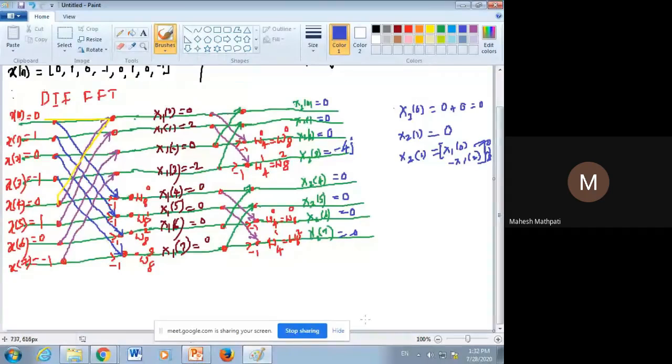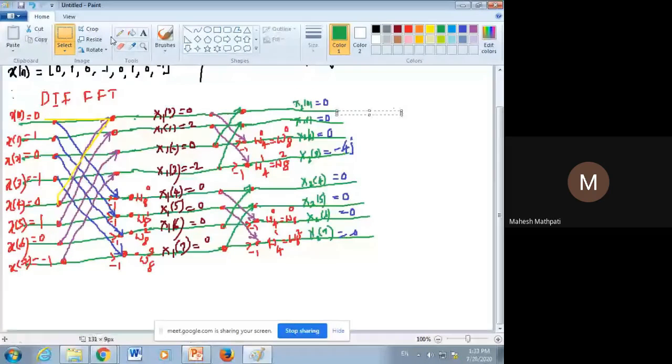So hope you all have understood the second stage computation. Any difficulty in that part? Any confusion or any difficulty? No, sir. Then we will move to the third stage computation. So third stage computation, just complete it. Draw the diagram.